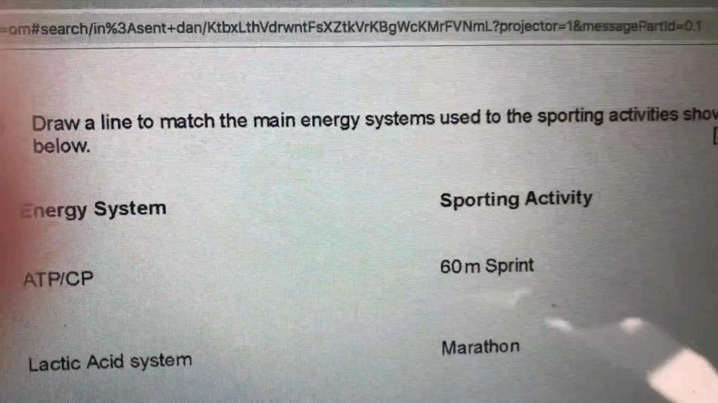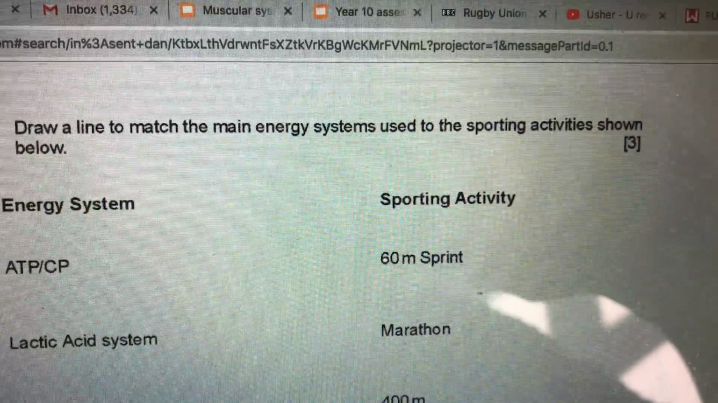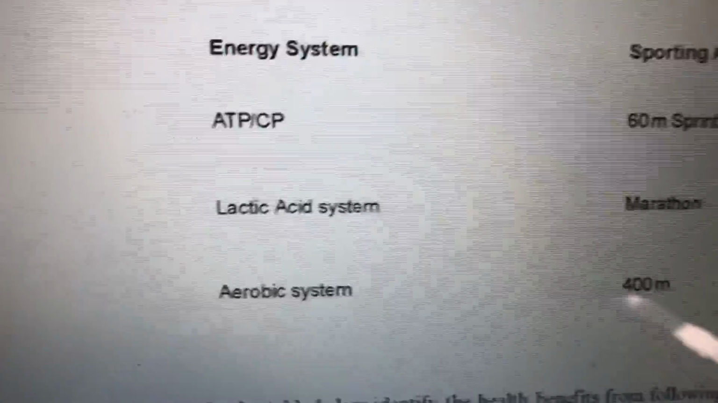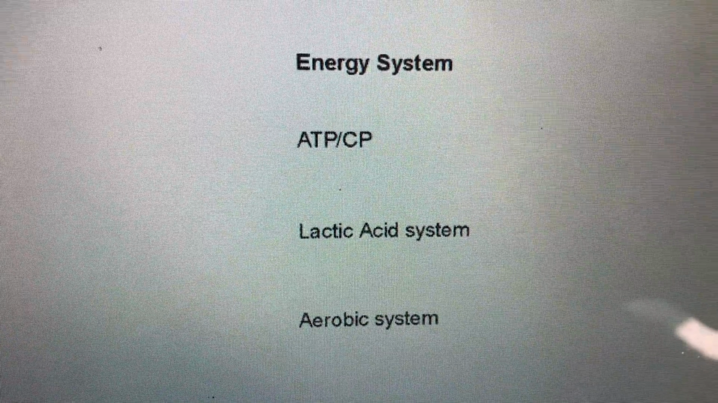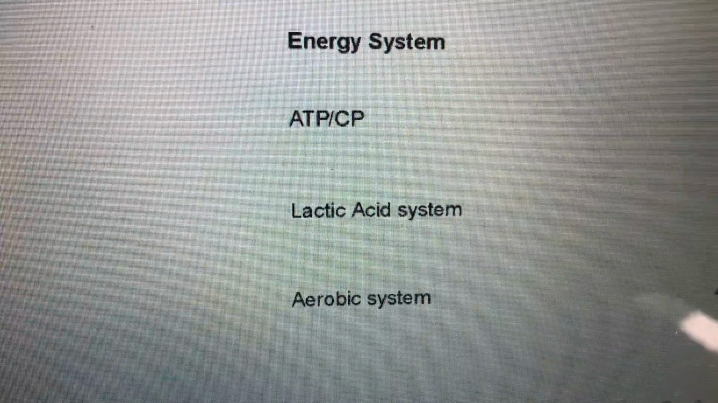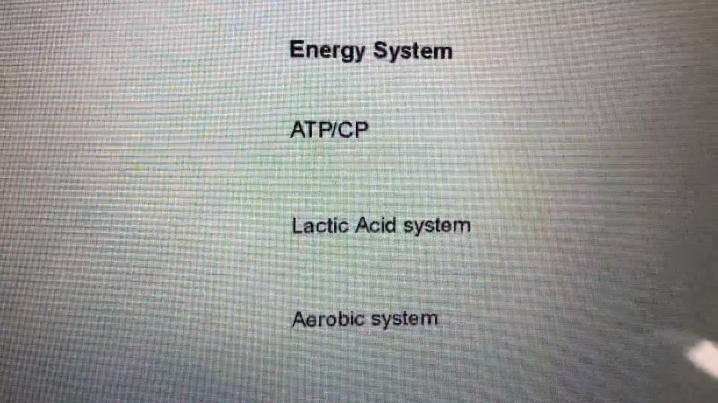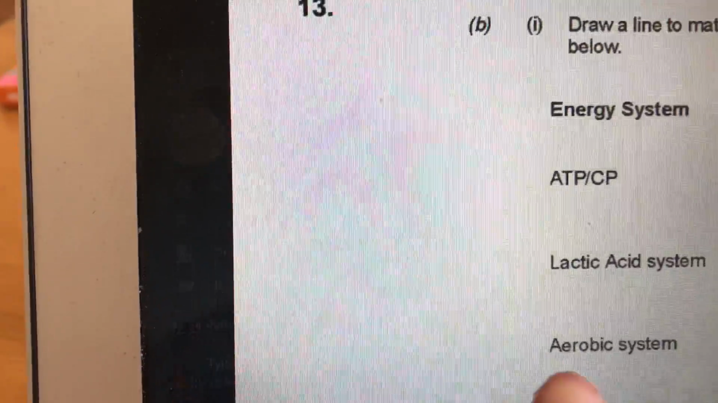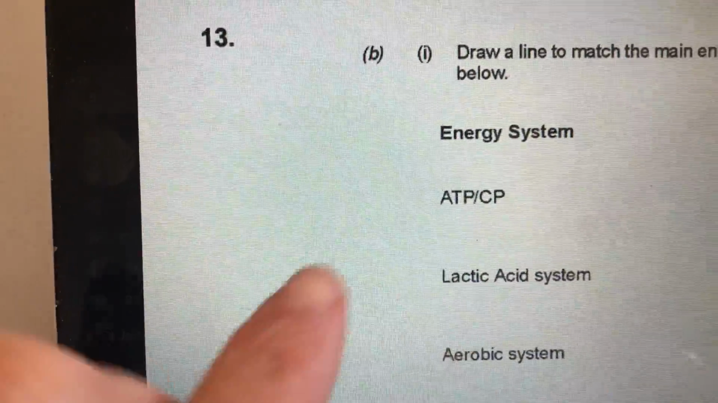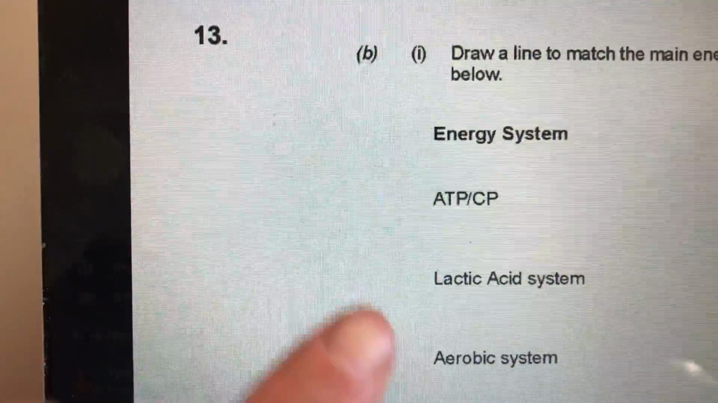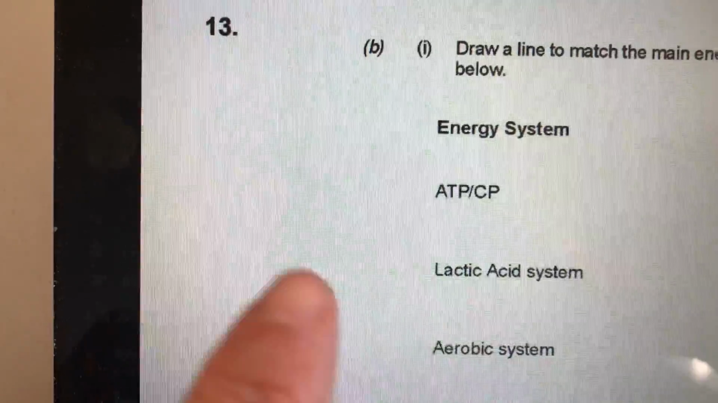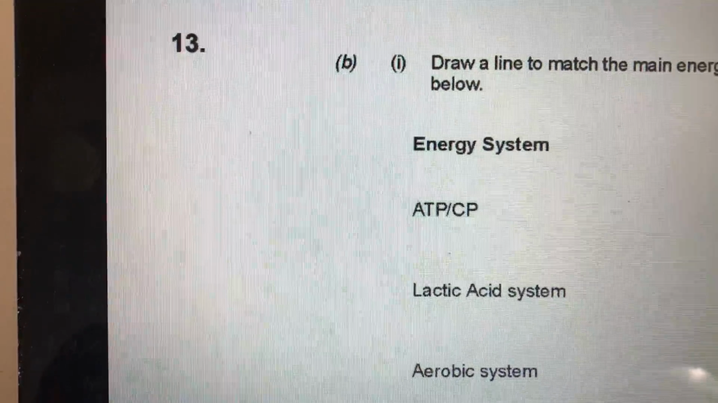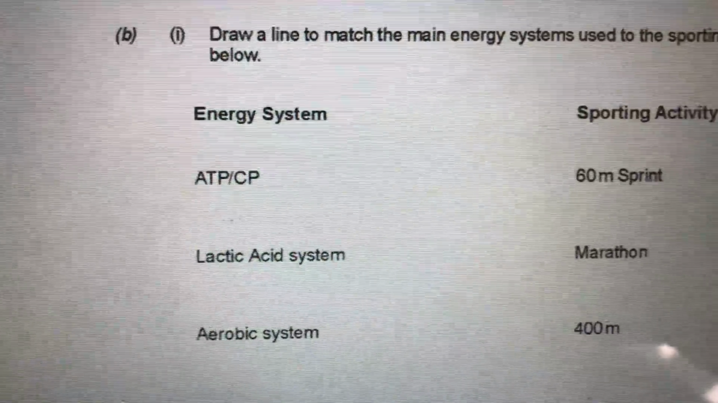Draw a line to match the main energy systems used to the sport and activity shown below. Right, so these are our energy systems. We've got the ATP-CP system, lactic acid system, and aerobic system. Now, the examiner is not going to mind if you want to write notes on these. So personally, I know the aerobic system is with oxygen, so I'd write on the side, with O2. Just if you want to write those notes, that's not a problem.